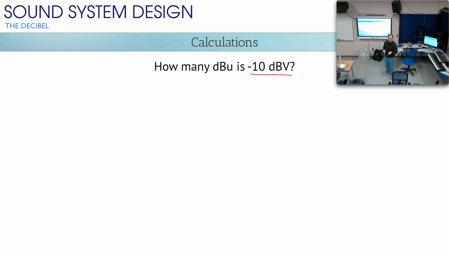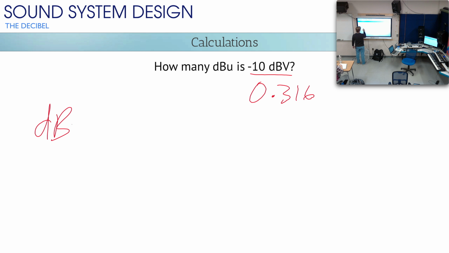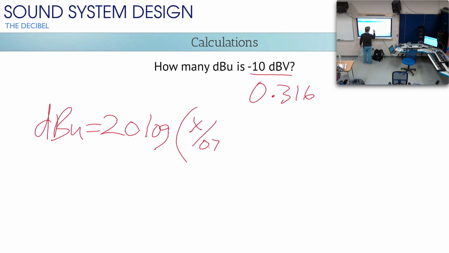We already did this. Remember what it was? 0.316 volts. The 6 is important in this case. Okay, so now that I know that, I just need to find out how many dBu is 0.316 volts. And remember, the mathematical definition of dBu is dBu equals 20 times the log of x divided by 0.775. So in this case, for x, I'm going to plug in 0.316.